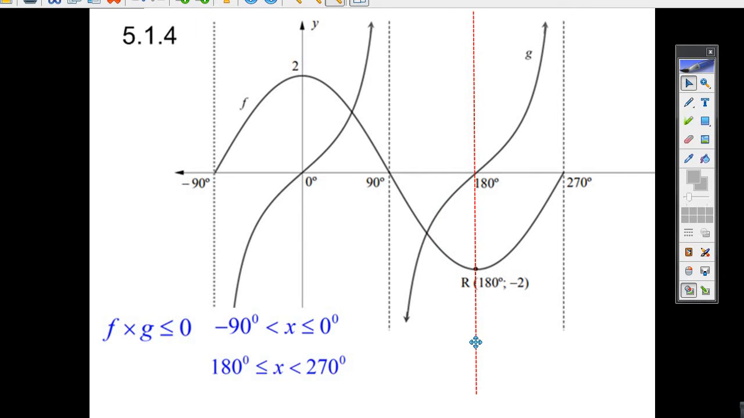But as soon as I hit 180, it's going to be 0. Because that's 0 times negative 2. So 180 is okay. Greater than or equal to 180 is good. And it's fine here. Just until you get to 270, it stops working because tangent can't go there. So you take that line off. There's your two answers.